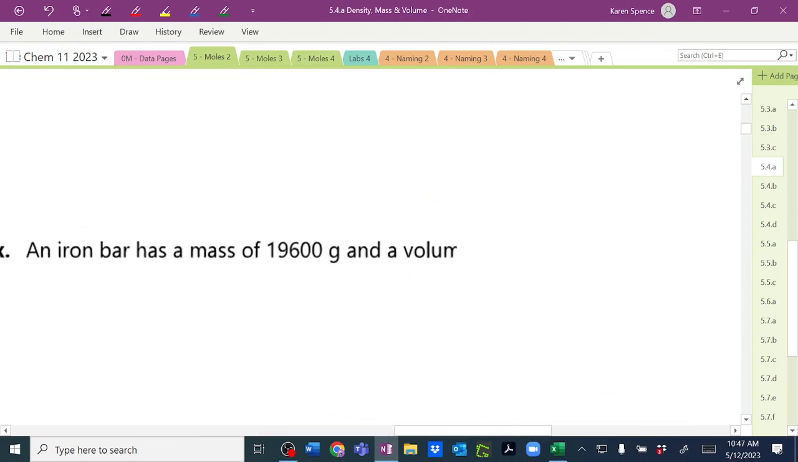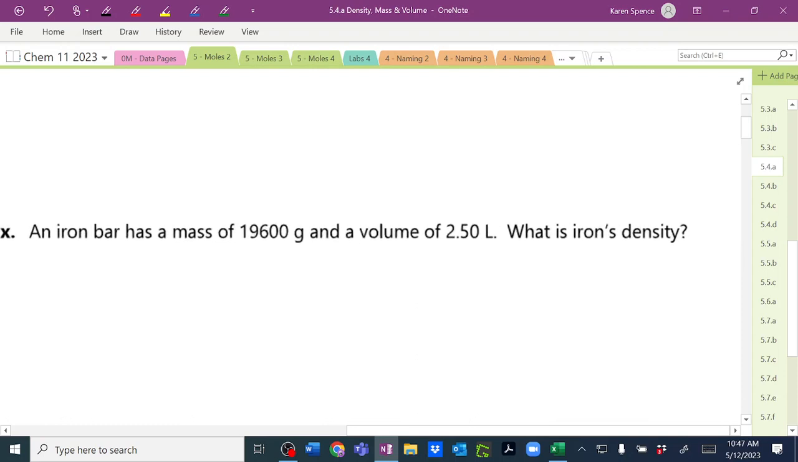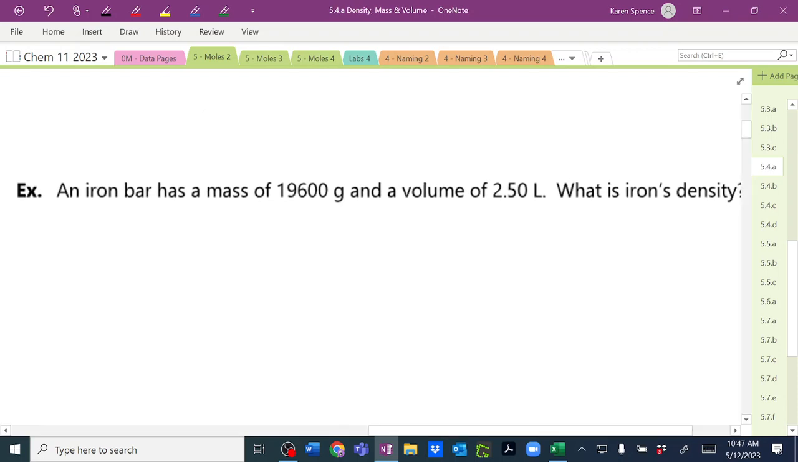At any rate, if I was to ask you about an iron's density, this is the first example. An iron bar has a mass of 19,600 grams and a volume of 2.50 liters. What is the iron's density? How easy is this question? Very easy. The only thing where you might get it wrong is you might just go like this.